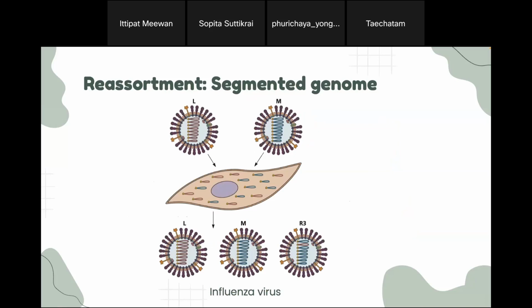The type of virus that has this kind of genome is the influenza virus. That's why influenza virus has a high variety of variants, because variants can happen very easily when they cross with other segmented genomes. We call this reassortment. Okay, so this is called reassortment.